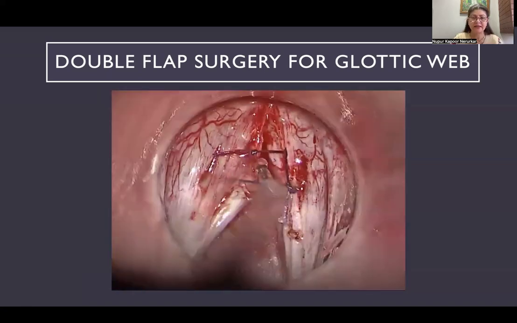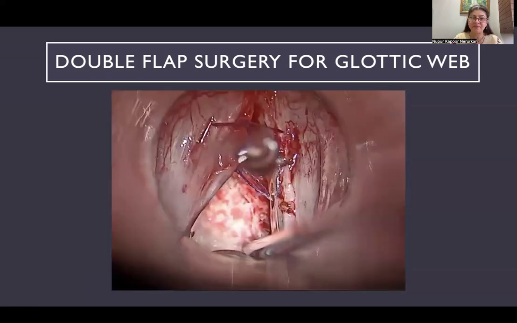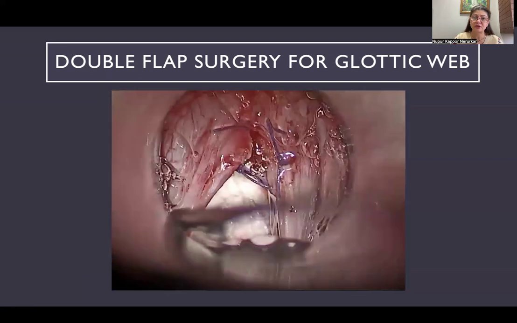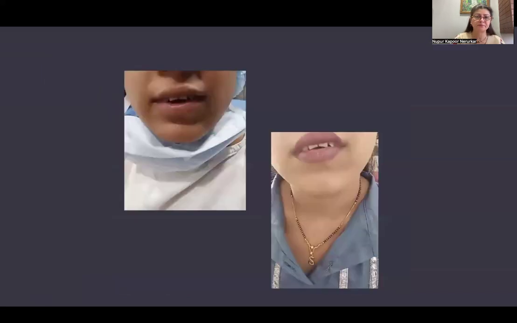These surgeries are technically a little challenging because you are suturing and sometimes the flaps tear. One can, in that situation, try to use fibrin glue. However, the suture is a much better technique to use.